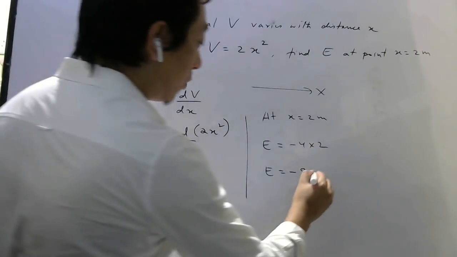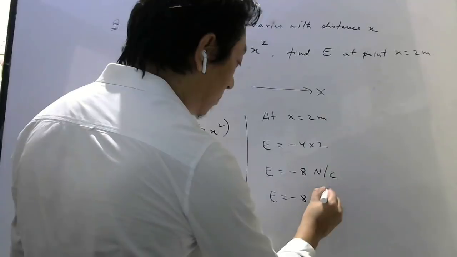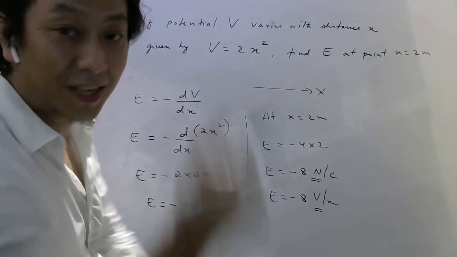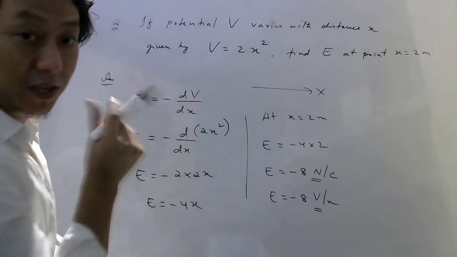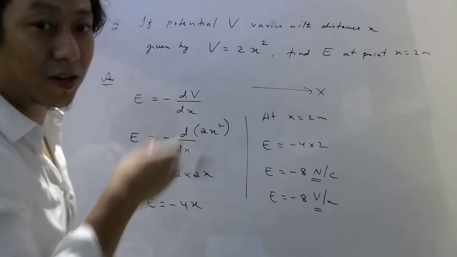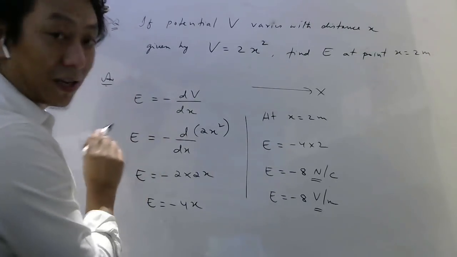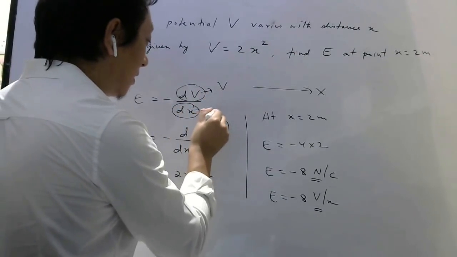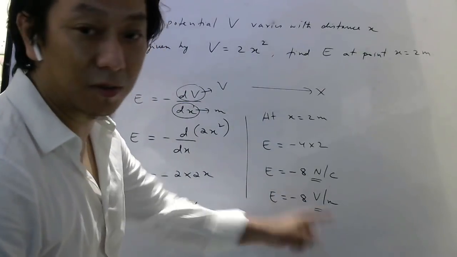Now what unit did we used to write? Newton per coulomb. But now you can also write volt per meter. Either you write it this way or this way. Why volt per meter? Check here: electric field is also dV by dx. dV means a small potential difference when you go from one x to another x, and dx is the change in the x coordinate. Correct? So this will be in volt and this will be in meter. So you can also write the electric field unit in volt per meter, whichever you want.